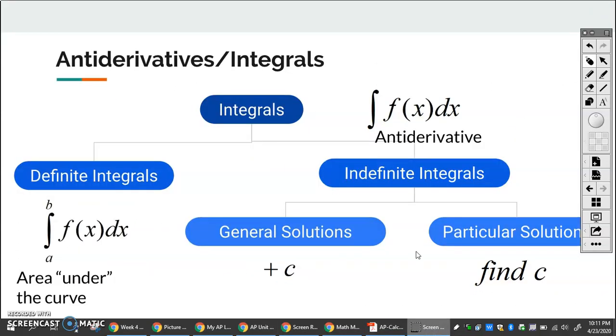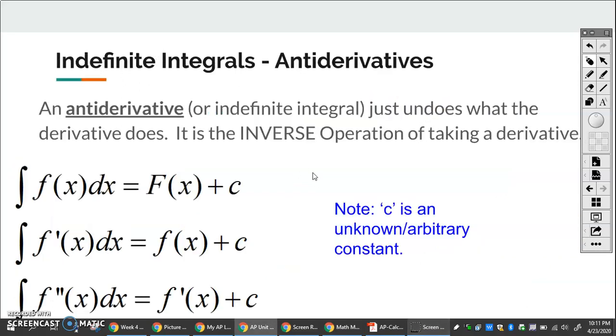Going back to our chart that shows the difference between definite and indefinite integrals. So far, those have all just been ways to measure the area underneath the curve. So let's switch gears and talk about indefinite integrals. Indefinite integrals, or antiderivatives, are just defined as the opposite of a derivative. So an antiderivative will undo whatever the derivative did.